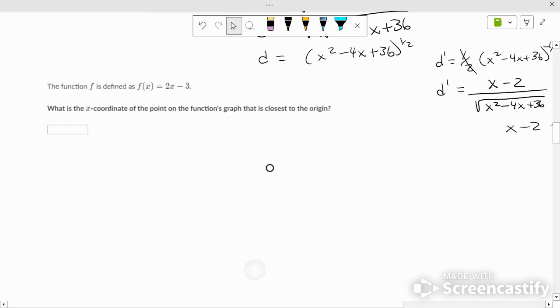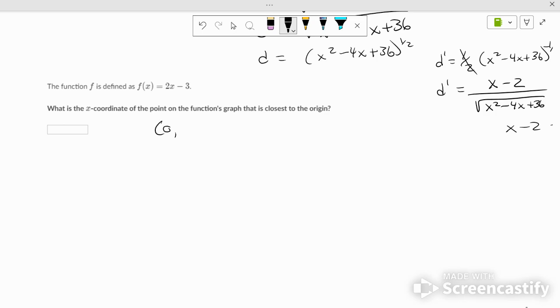Should we do another closest to the origin one? Maybe. Pythagorean theorem this time? Well, Pythagorean theorem is still the distance formula, but yeah, I can do it that way. Okay.